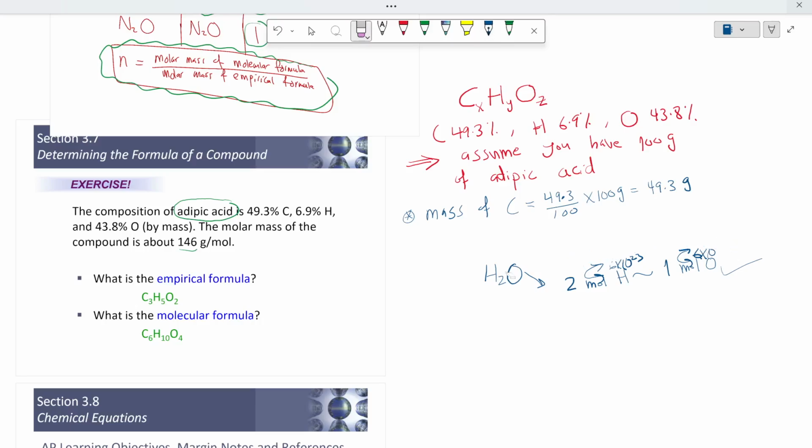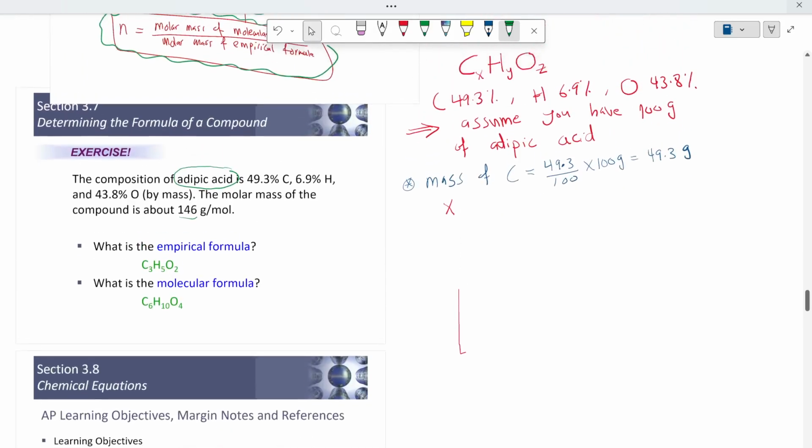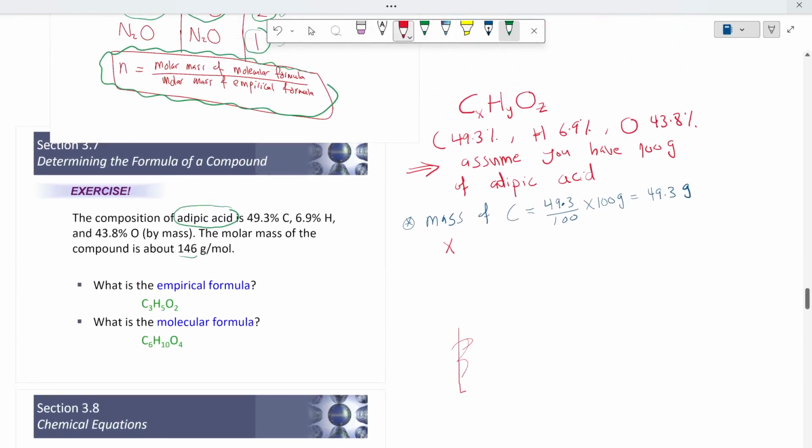Now let's apply this idea to continue our solution. Because X is the number of moles of carbon, the mole ratio of carbon, and because moles, as we have explained, equals mass over molar mass, we can determine the value of X. X equals the mass of carbon, which is 43.9, over the molar mass of carbon, which is 12 from the periodic table, and the answer is 4.108.